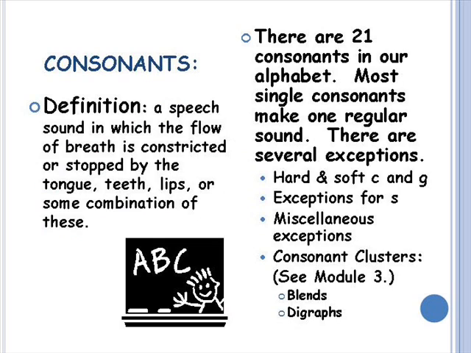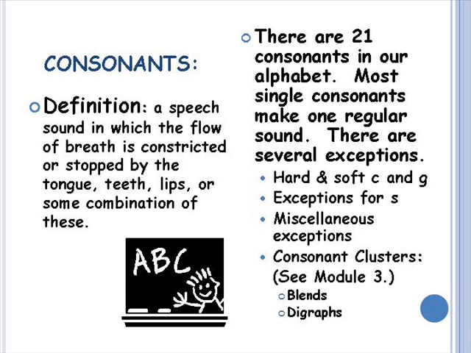Consonants are, by definition, speech sounds in which the flow of breath is constricted or stopped by the tongue, teeth, lips, or some combination of these. In the American English language, there is not a consistent one-to-one correspondence between letter and phoneme. There are, for our purposes in the teaching of reading, 44 phonemes, 25 of these being consonant phonemes. These 25 consonant phonemes are represented by 21 consonant letters. Most single consonants make one regular sound. There are several exceptions. These exceptions are the hard and soft C and G, exceptions for S, miscellaneous exceptions, and consonant clusters.